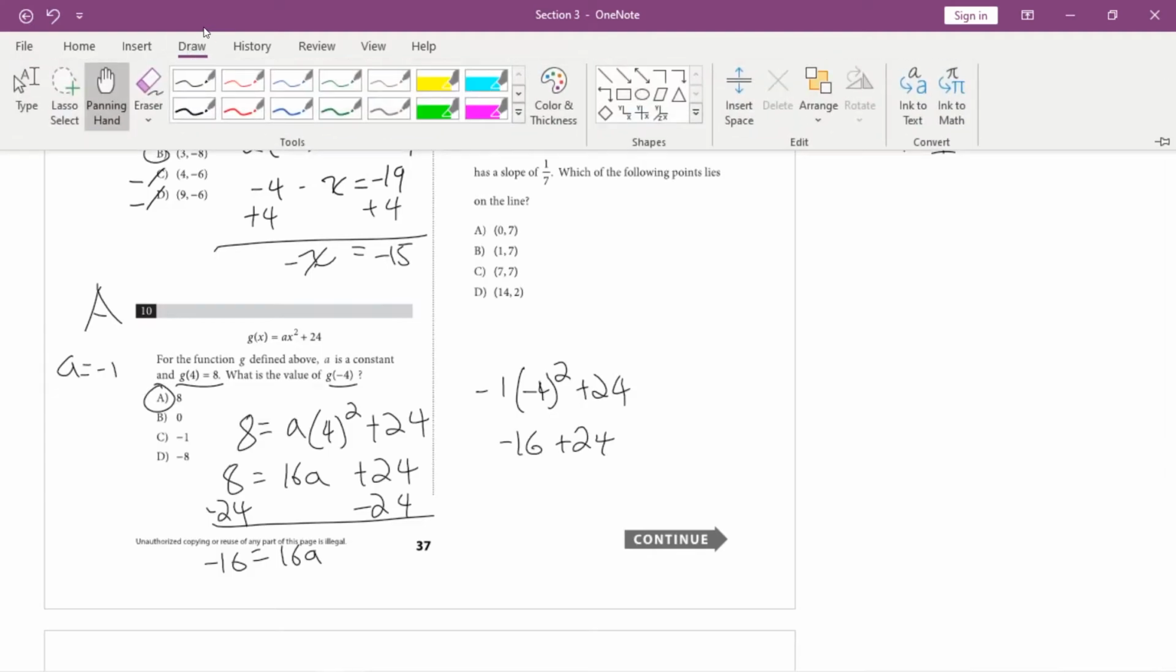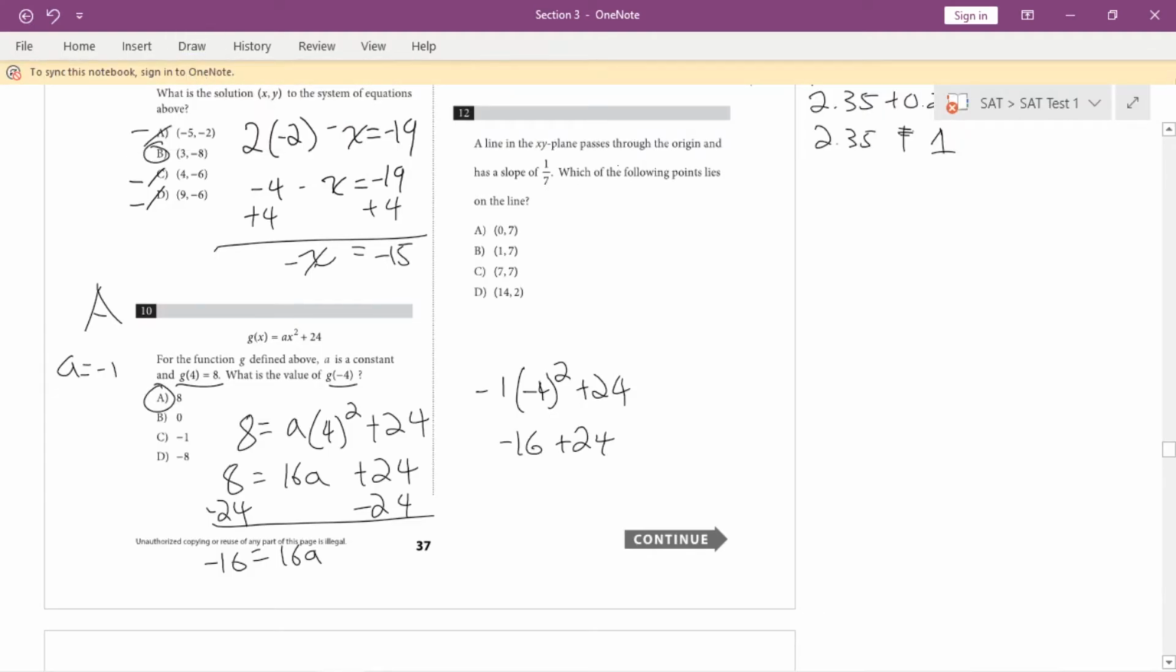Let's keep moving. Number 12, a line in the xy plane passes through the origin. So let's draw it real quick. It's going to pass through the origin, and it has a slope of 1/7, so it's positive. Which of the following points lie on the line? A slope of 1/7 means a rise of 1 and a run of 7. So I should go up 1 and to the right by 7.